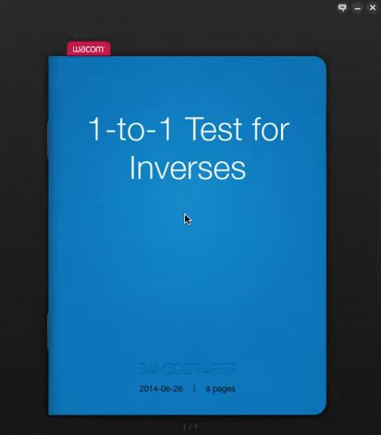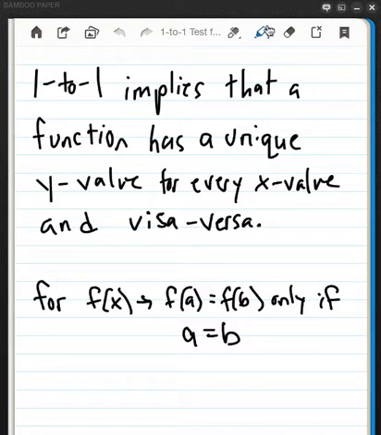Hello, today we are going to be learning how to find algebraically if a function is one-to-one, meaning it has an inverse. So, let's recall what one-to-one implies. A one-to-one function is one that has a unique y value for every x value and vice versa. This is the ideal high school relationship. Every one person has only one person that they're with, and their partner has only one person that they're with. So each x and y value are unique in a pair.